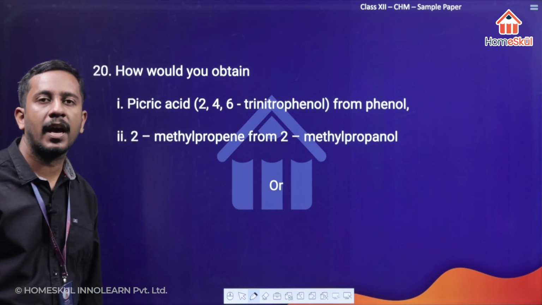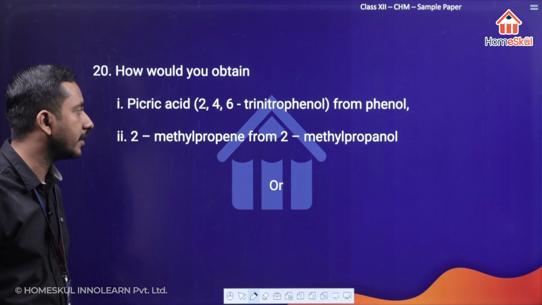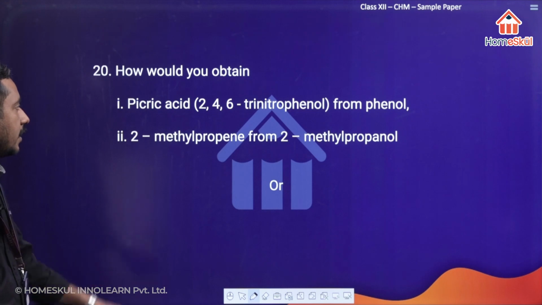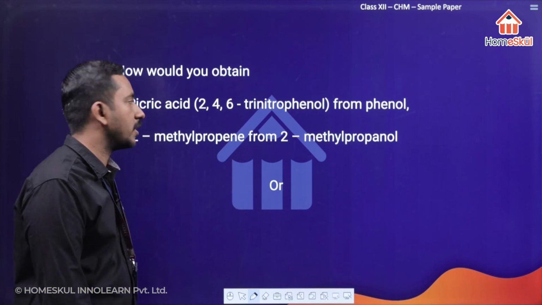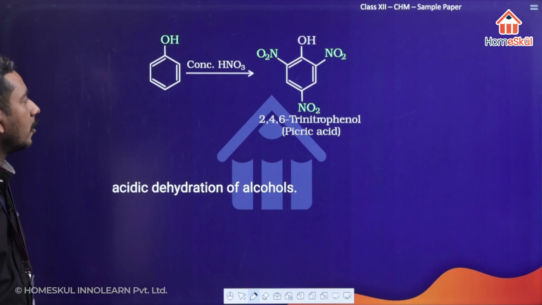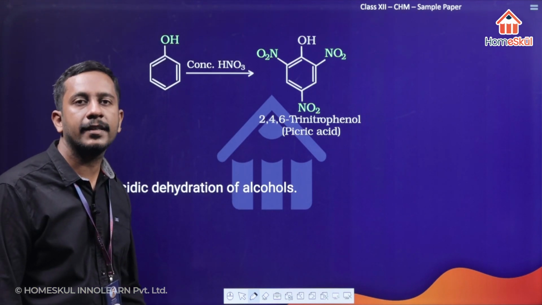So this question is going to have an internal question. So you can either answer this set of questions or the next set of questions. So first let us see the answer for these two questions. How do you prepare picric acid from phenol? So starting from phenol, we just have to do the nitration reaction.